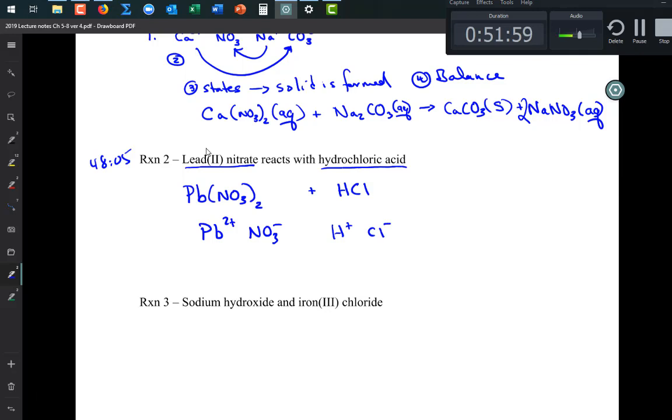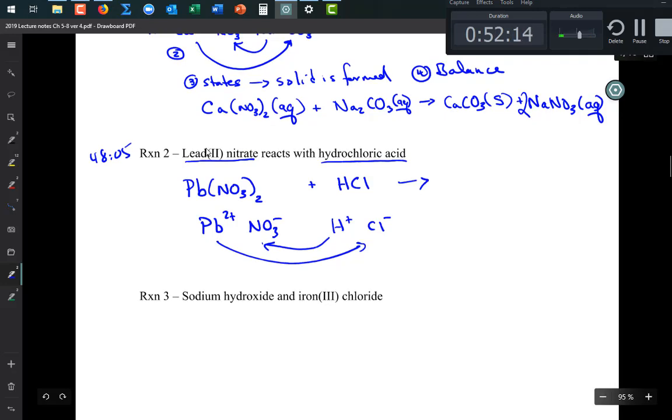What are my new products? So I'm going to go like this, right? The outside and the inside. The cation is always written first, so I usually start the arrow at the cation. It's just like a mental thing. I'm going to have PbCl2, and we're going to need the state for that. And then we're going to do HNO3. And we'll need a state for that, and I'll have to talk you through that a little bit.